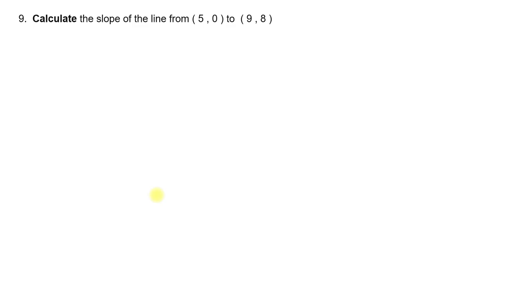Calculate the slope of the line from 2 coordinates, 5, 0 and 9, 8. So we can use this equation y2 minus y1 over x2 minus x1 to determine what the slope is. Here's our y1, here's our y2. So y2 minus y1 will be 8 minus 0, and x2 minus x1 will be 9 minus 5, and that simplifies to a slope of 2.